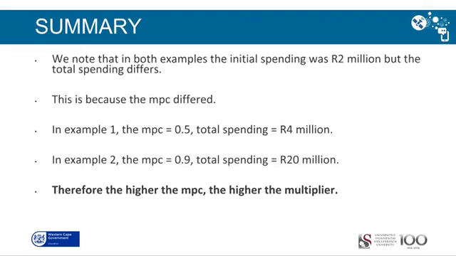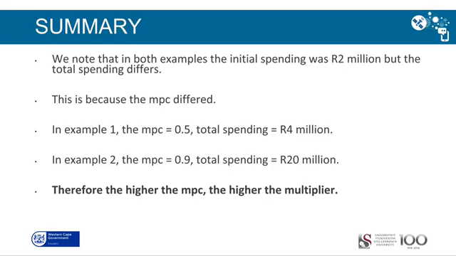We note that in both examples, the initial spending was 2 million rand, but the total spending differs. This is because the MPC differed. In example 1, the MPC was equal to 0.5, which resulted in a total spending of 4 million, whereas in example 2, the MPC is equal to 0.9, which resulted in a total spending of 20 million. Therefore, we can conclude that the higher the MPC, the higher the multiplier.